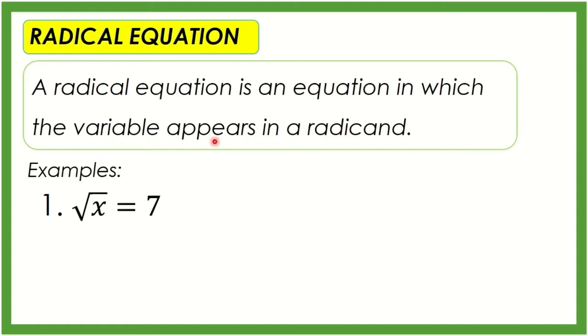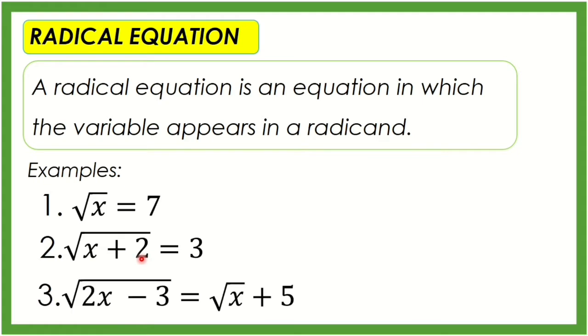For example, number 1, square root of x equals 7. This is a radical equation dahil meron tayong variable na radicand. Number 2, square root of x plus 2 equals 3. There is a variable in our radicand. Number 3, square root of 2x minus 3 equals square root of x plus 5. Okay, ang radicand natin, 2x minus 3, so meron pa rin tayong variable. At saka, square root of x.